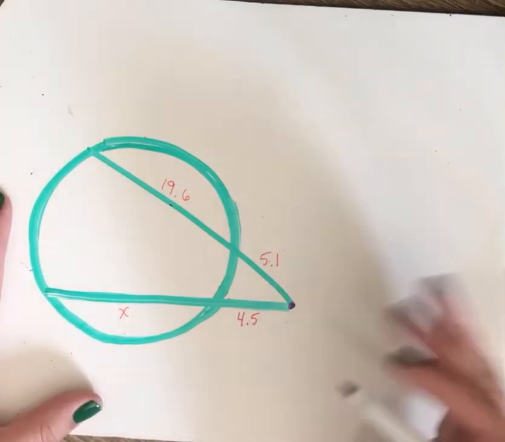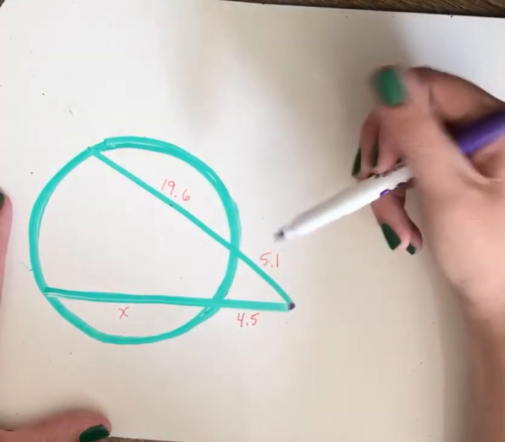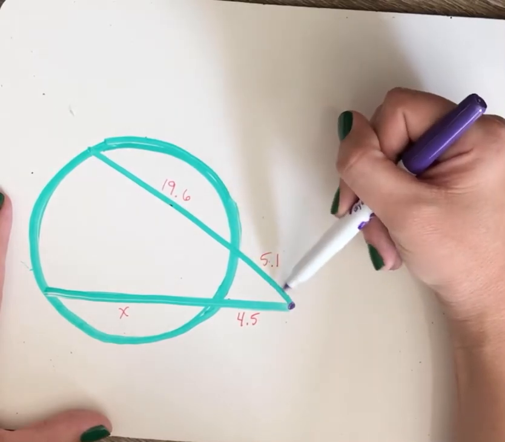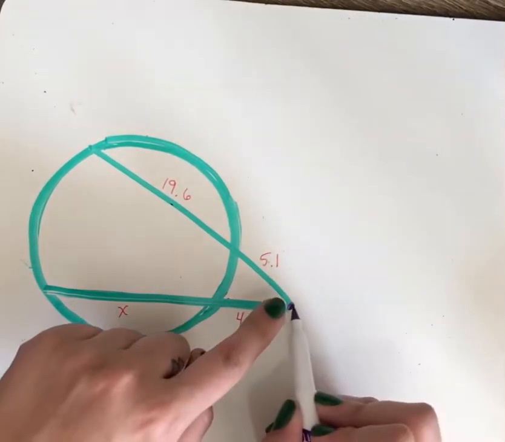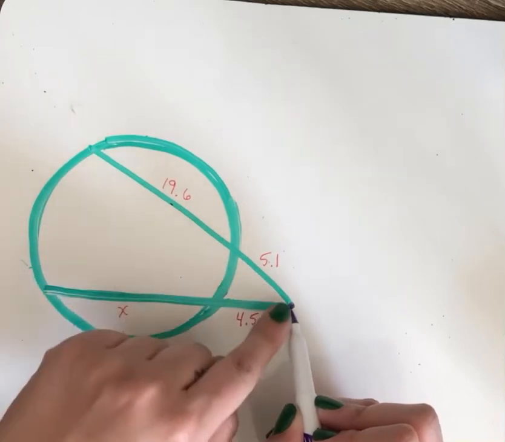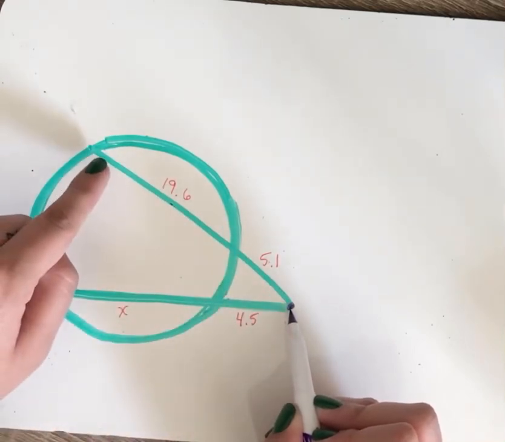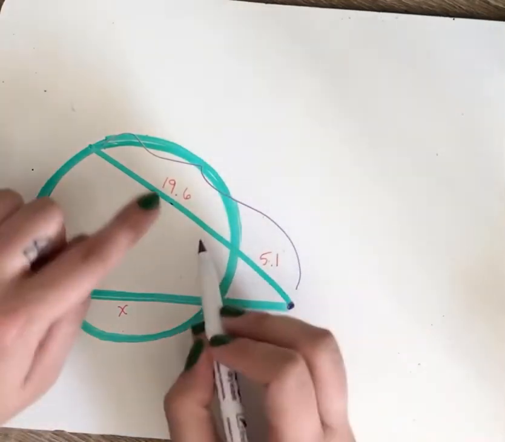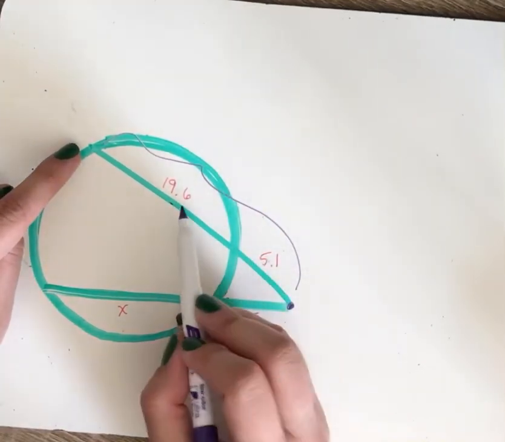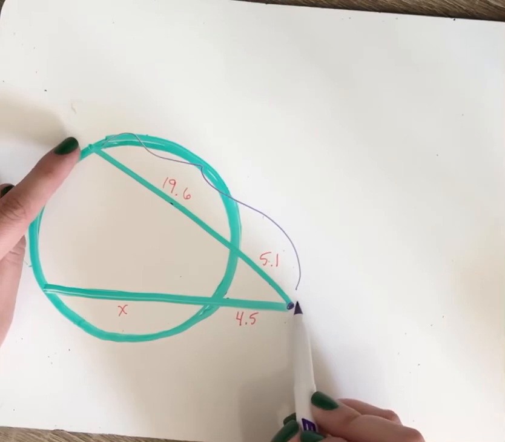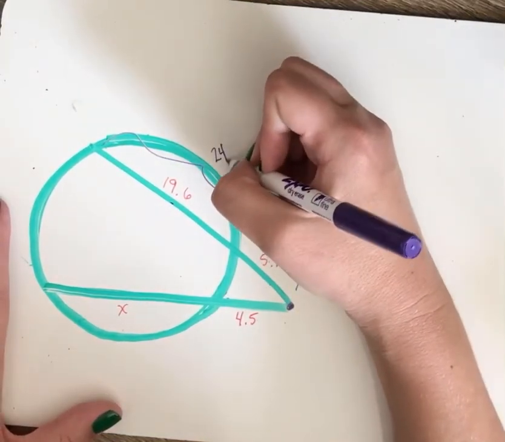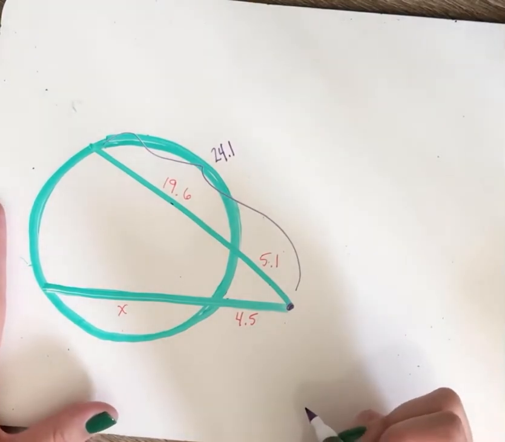So the way that I like to think of this formula is that I'm taking the outer part of the secant, so just the piece that's outside the circle, and I'm multiplying it by the entire secant length. So I'm going to have to determine what this entire length is. So in this case, I would add 19.6 and 5.1 together. When I do that, I get 24.1.